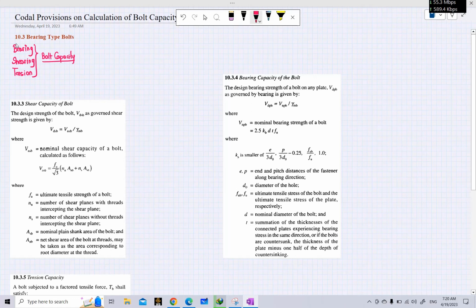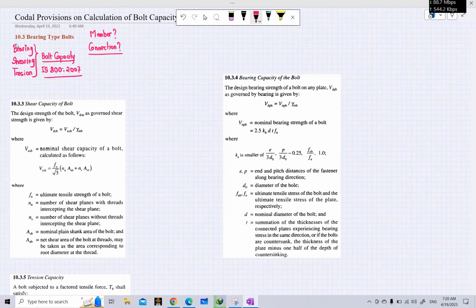So today we will look at the Codal provisions for calculation of bolt capacity, and as already discussed, we will be looking at the IS 800 2007 code. Before going into the Codal provisions, I ended our last lecture with one question: which do we design first? Do we design a member first, or do we design a connection first?